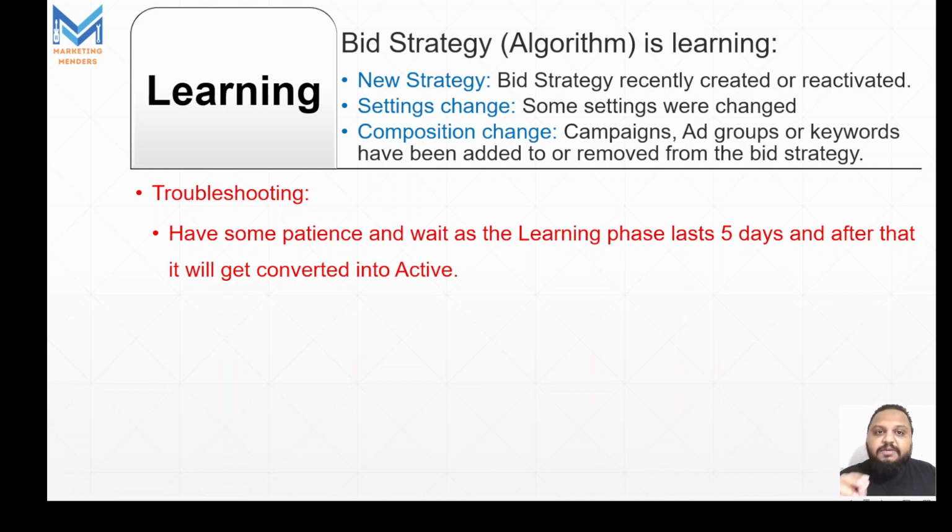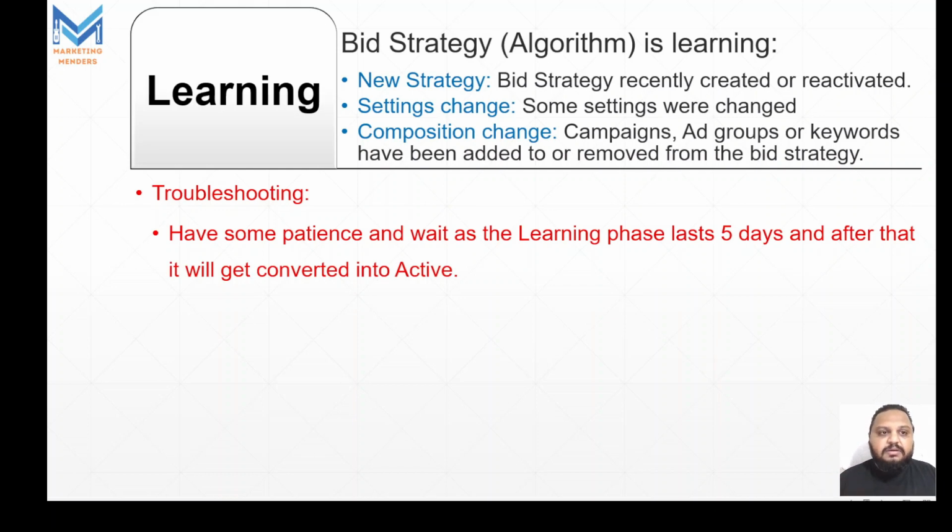Now the only thing which you should not be doing during this phase, if your bid strategy is in the learning phase, please don't make any changes in your campaign. Don't keep on adding keywords, removing keywords, or maybe changing the bid strategy. If you keep on doing all of this again and again and again, that will delay the learning process.